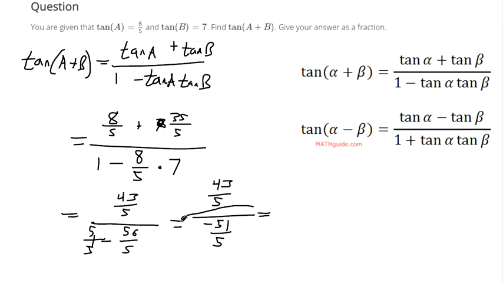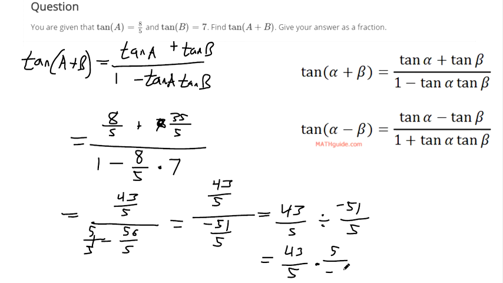So this is division, right? So that's the same thing as saying 43 over 5 divided by negative 51 over 5. And so you can flip and multiply those fractions. So that makes negative 43 over 51.